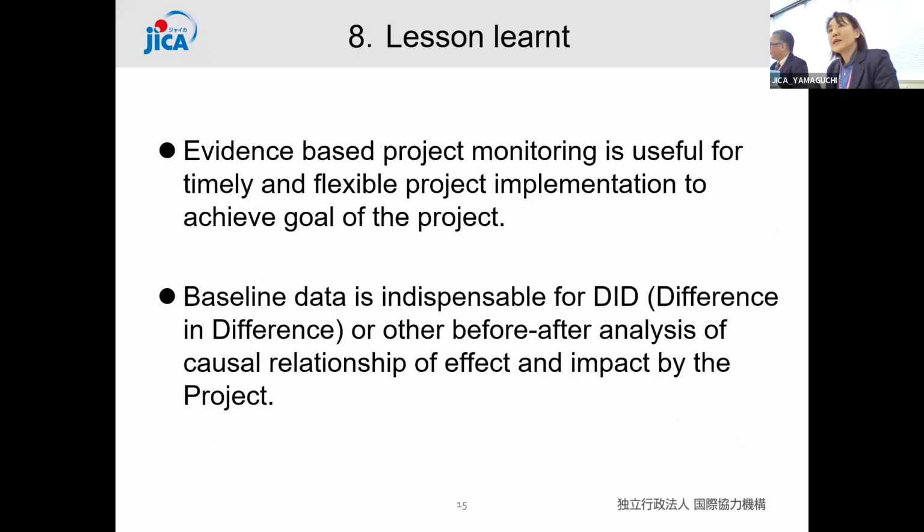And then finally, I summarized the lessons learned based on the trial application of SAFE to the JICA technical cooperation. First, evidence-based project monitoring is useful. As I mentioned, today's explanation focused on the estimation of the project effect, but I would also like to emphasize that it is useful to monitor the progress of the project and then improve the implementation of the project.